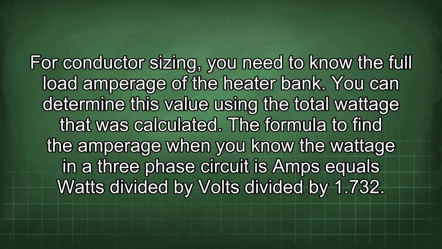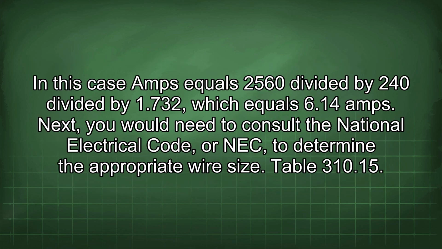For conductor sizing, you need to know the full load amperage of the heater bank. You can determine this value using the total wattage that was calculated. The formula to find the amperage when you know the wattage in a three-phase circuit is amps equals watts divided by volts divided by 1.732. In this case, amps equals 2560 divided by 240 divided by 1.732, which equals 6.14 amps.